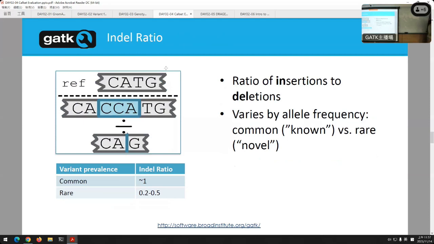So you can actually look at that ratio. You find a population to compare against, and you look at, in your call set, what was my indel ratio? What were my insertions versus deletions? And you can also break it down by your common variants versus your rare ones. And if you see numbers that look correct, it's another bit of evidence.